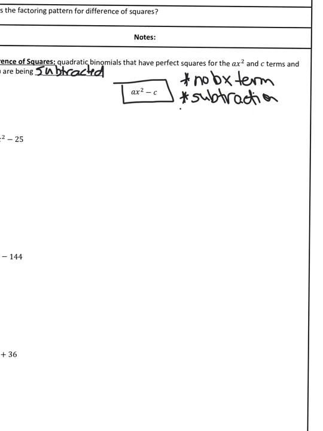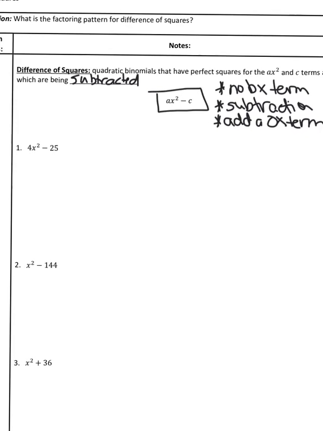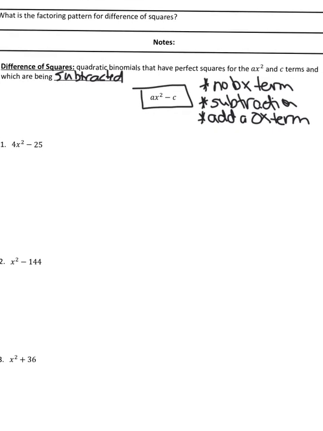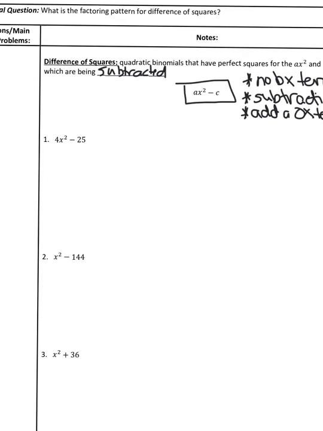And what we're going to be doing to solve these is adding a 0x term. On the first page here, we're going to add a 0x term and solve these. Then on the second page, I'll show you a little bit of a shortcut if you want. So there's no bx term, it's a subtraction problem, and we can add a 0x term in the middle. So let's look at how we do that.